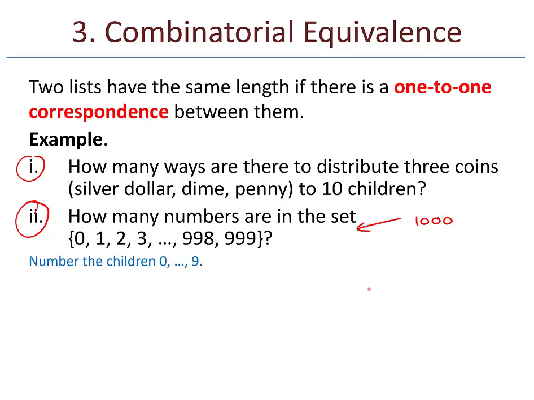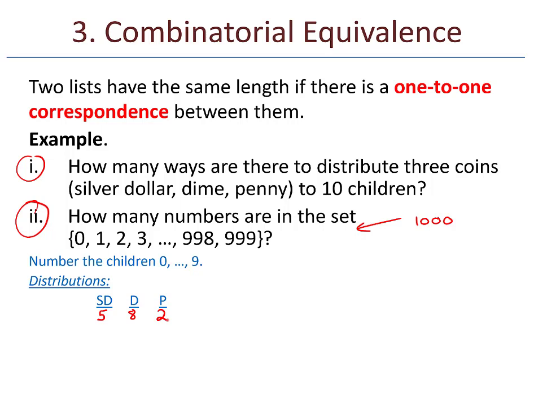Let's number the children 0 through 9. So child 0, child 1, child 2, all the way up through child 9. What might distributions look like? Well, I have a silver dollar and a dime and a penny. And conceivably, this silver dollar, I need to give it to one of the kids. So I give it to child number 5. And the dime, I'm going to give that to child 8. And the penny, I give that to child 2.